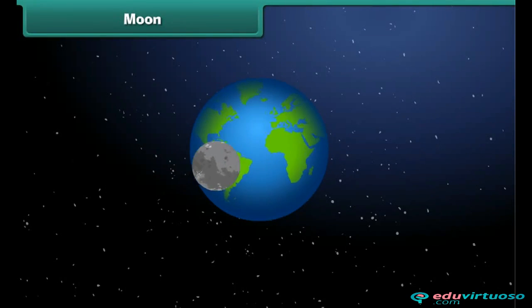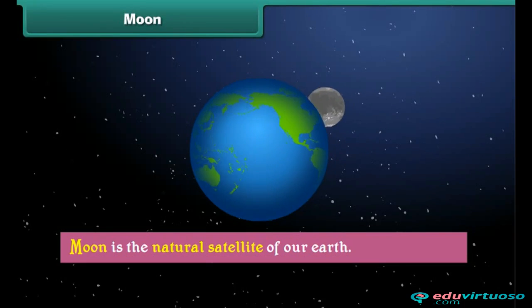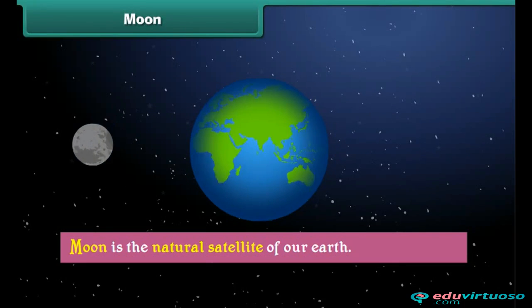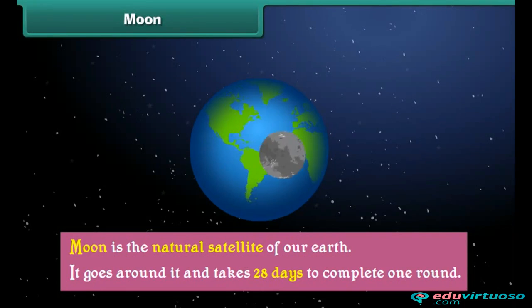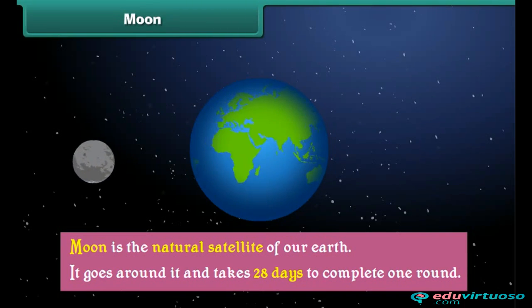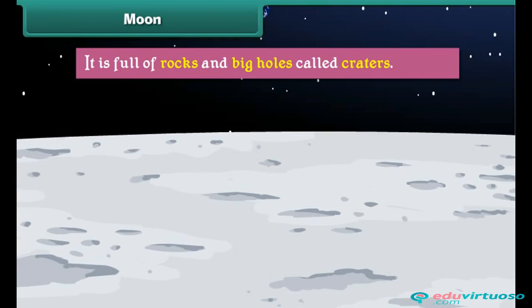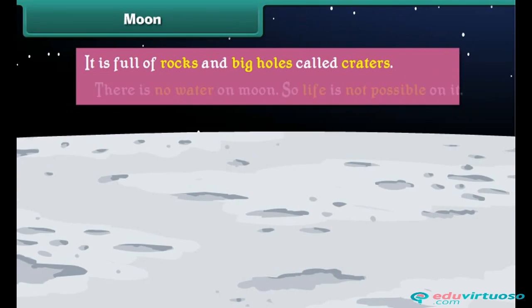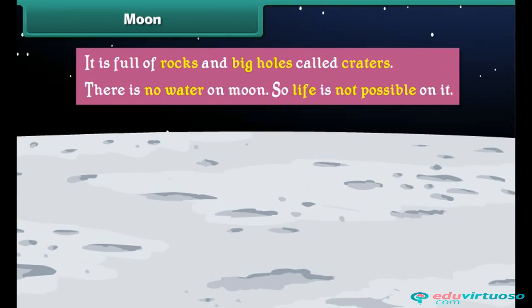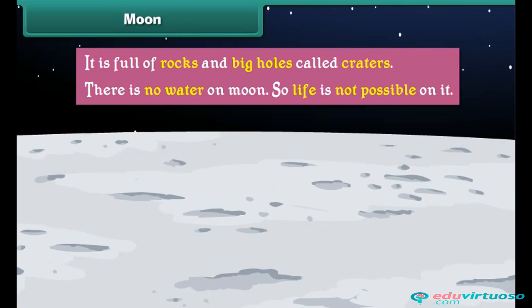Moon. The moon is the natural satellite of our earth. It goes around it and takes 28 days to complete one round. It is full of rocks and big holes called craters. There is no water on the moon, so life is not possible on it.